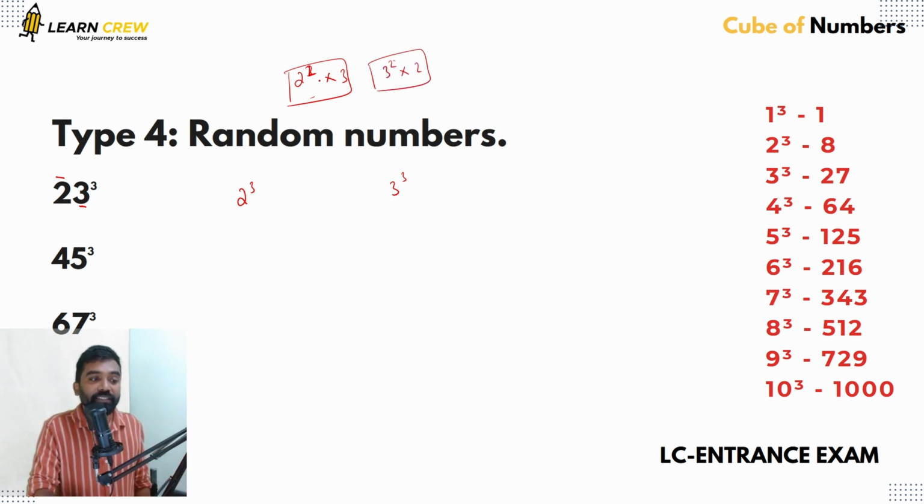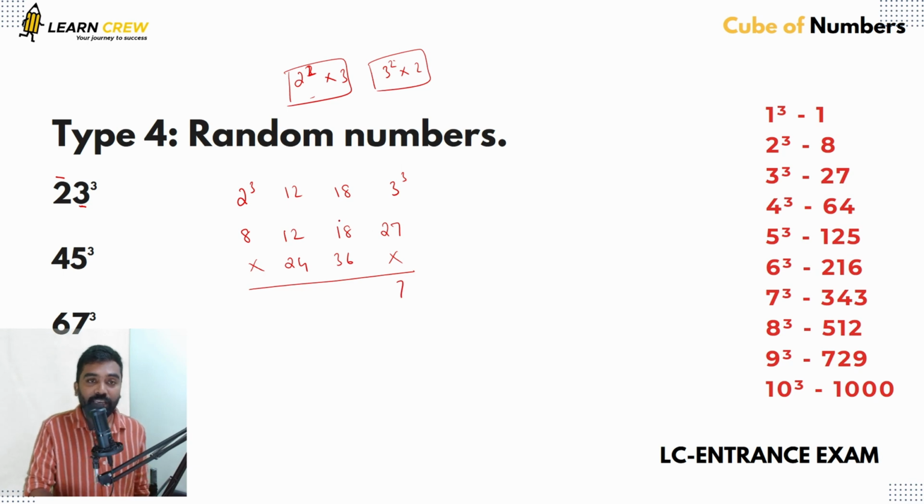So 2 square is nothing but 4. 4 into 3 will become 12, and this becomes 3 square into 2. 9 into 2 is nothing but 18. So can I improve it? It becomes 8, 12, 18, 27. So the first and the last numbers get cancelled. Multiply the middle numbers by 2. This becomes 24. This becomes 36. 27, it becomes 7. 2 carry. 20, 36, 56, 6, 5 carry.